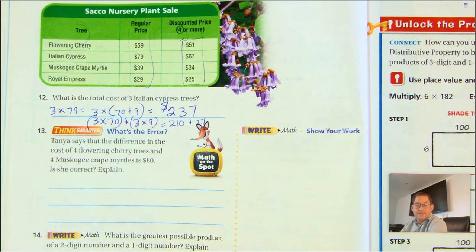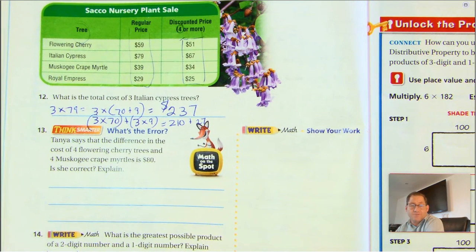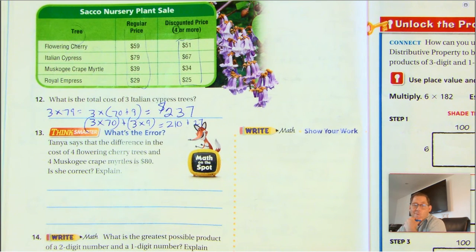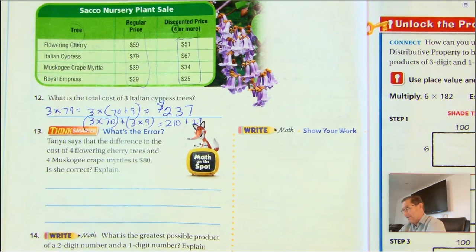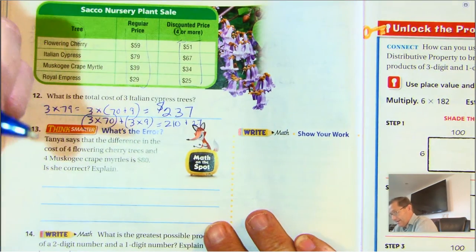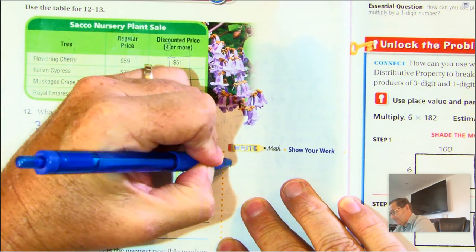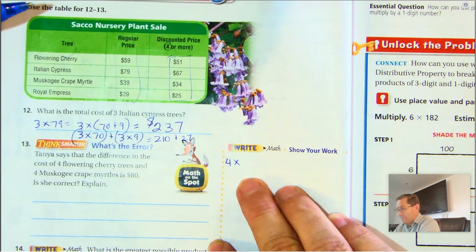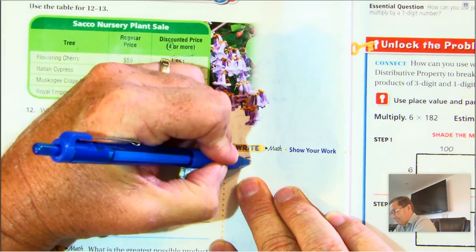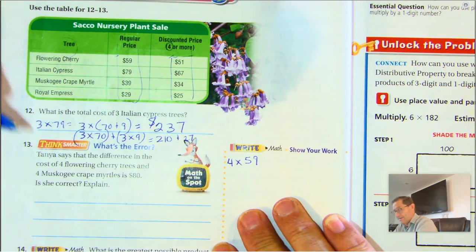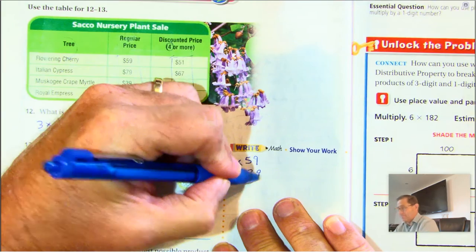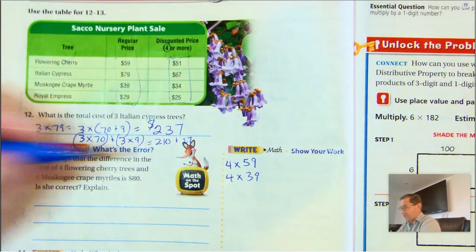Tanya says that the difference in the cost of 4 flowering cherry trees and 4 Muskogee crepe myrtles is $80. Is she correct? Well, I'm going to show you 2 different ways to solve this type of problem. So one is figuring out how much each of them costs and subtracting them. So 4 times 59 and 4 times 39. So I'm figuring out how much each of the trees cost.